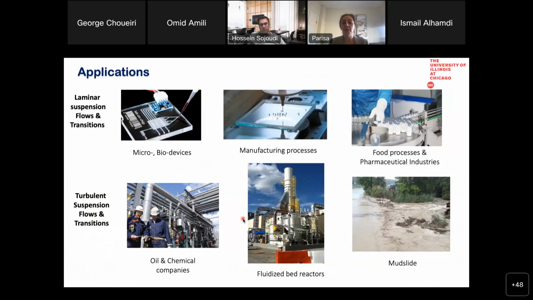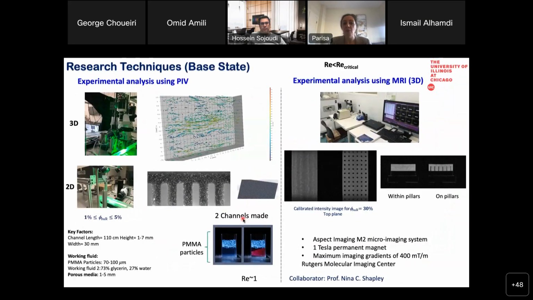For example, microfluidic devices, manufacturing, processing, pharmaceutical and food processing industries, as well as oil and chemical companies, and even the motion of mudslides over the surface of the earth, which would be an example of porous structures. So to examine these, we proposed two scenarios.